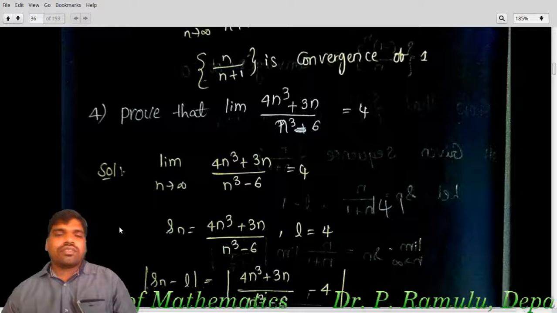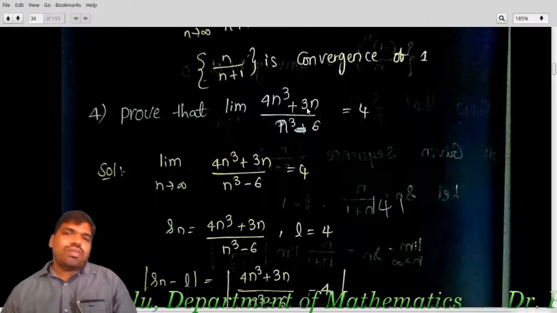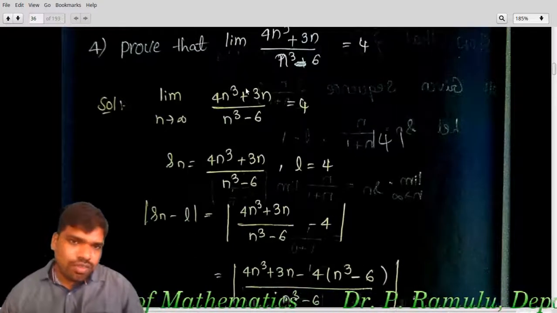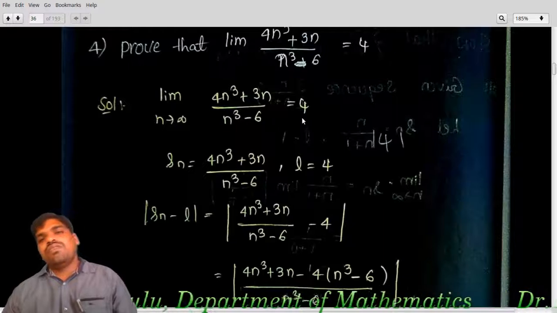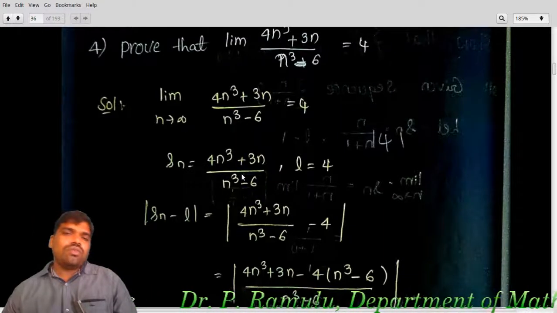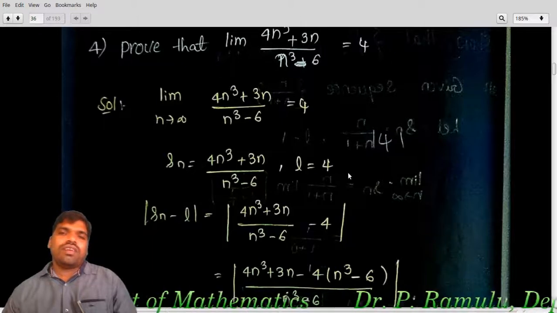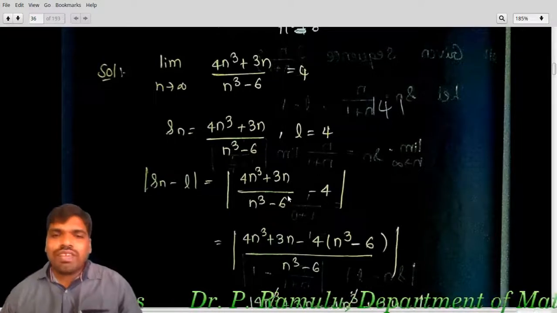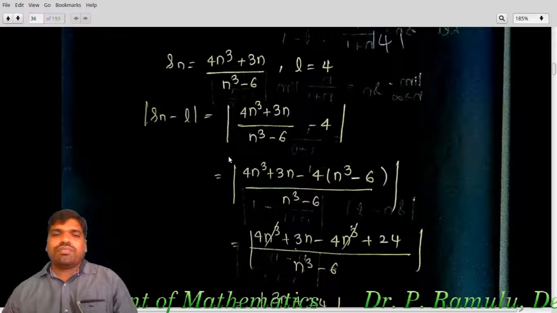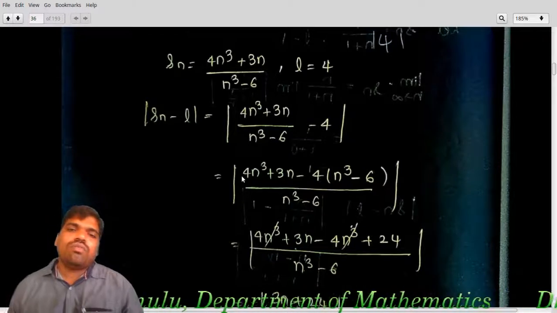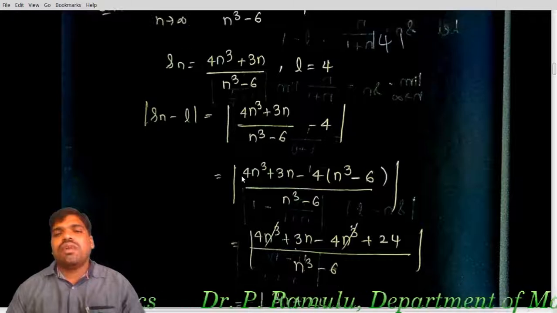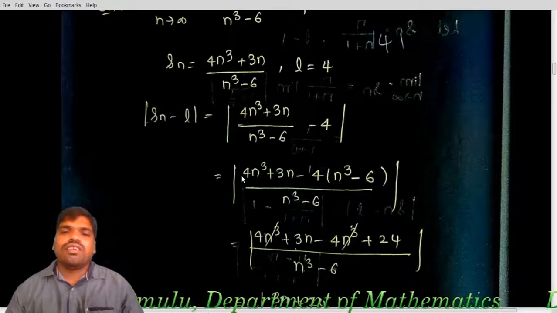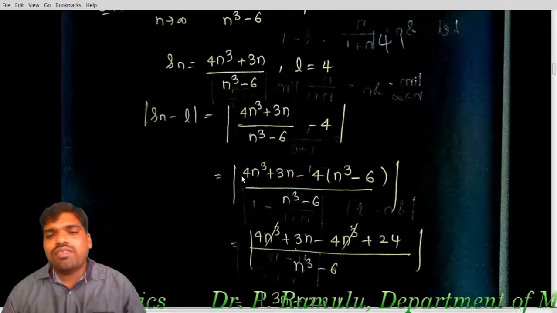Prove that the limit of 4n cube plus 3n by n cube minus 6 equals 4. Solution: this is in the form of limit of Sn equal to L, where Sn is 4n cube plus 3n by n cube minus 6 and L equals 4. Sn minus L is 4n cube plus 3n by n cube minus 6, minus 4.